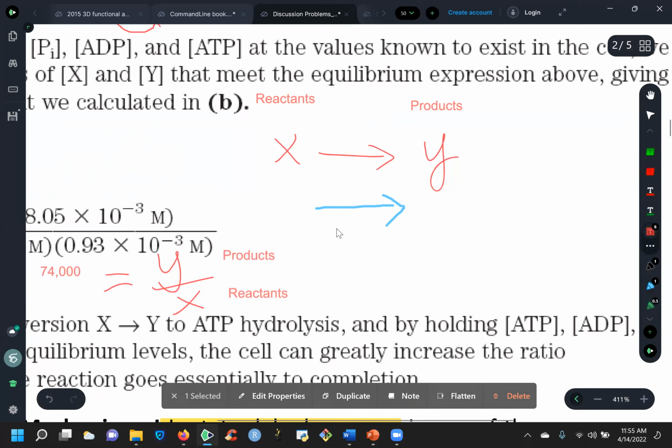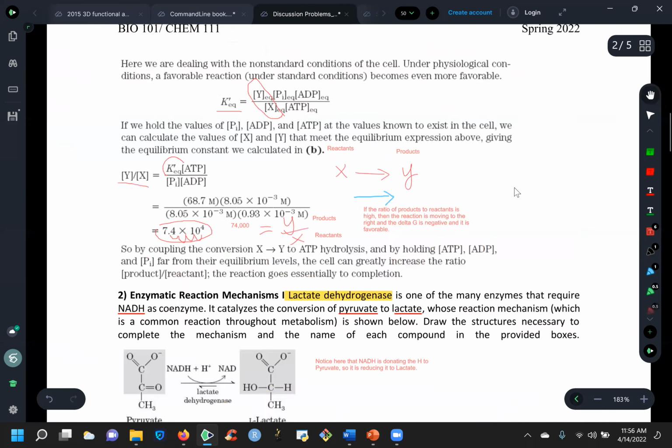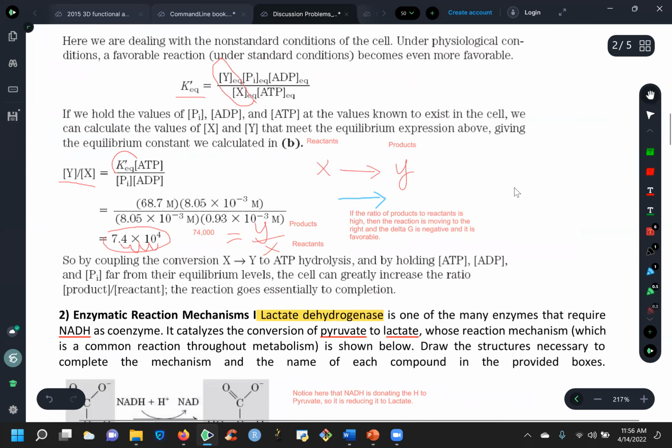Let me write that in one sentence. If the ratio of products to reactants is high, then the reaction is moving to the right and the delta G is negative and it is favorable, right? That's the connection you guys have to make. You have to be able to go full circle.